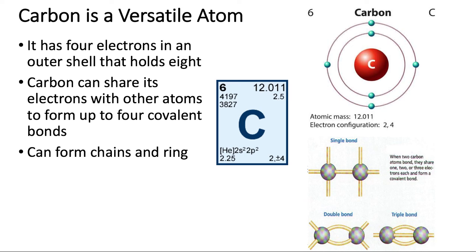It has 4 electrons in its outer shell. So right here, 1, 2, 3, 4. And it can share its electrons with other atoms to form up to 4 covalent bonds. This allows carbon to bond with a lot of other stuff. It can form bonds with one other atom, 2, 3, or 4 atoms, and it can form chains and rings and make these complex structures that make up living things.